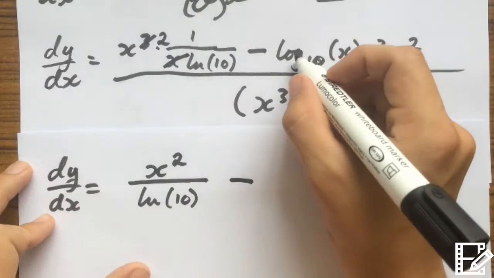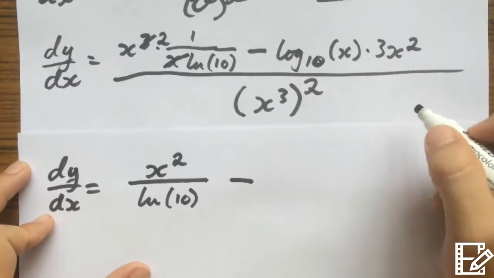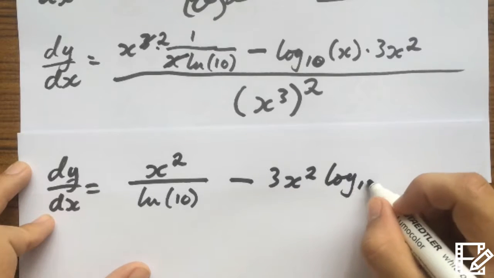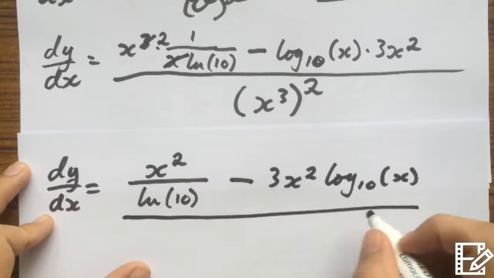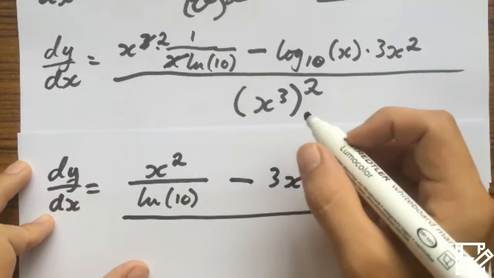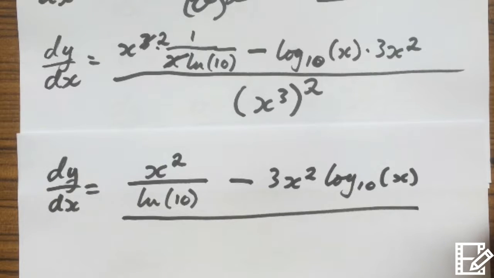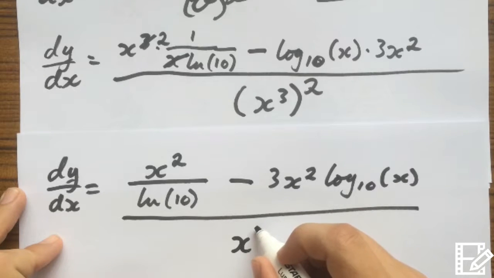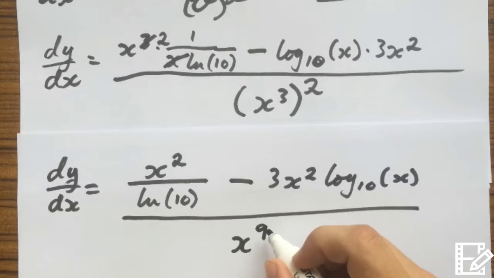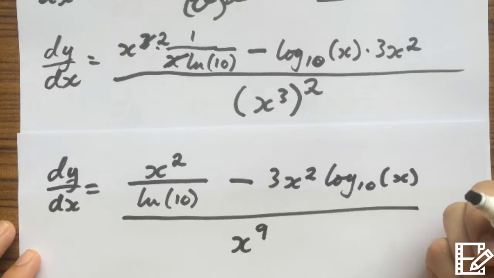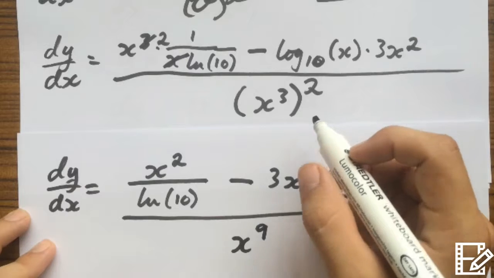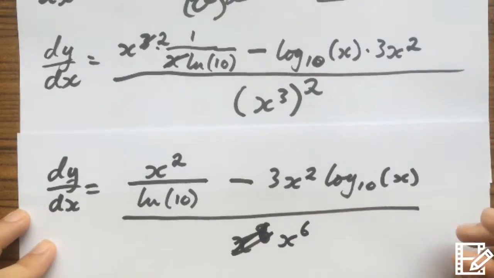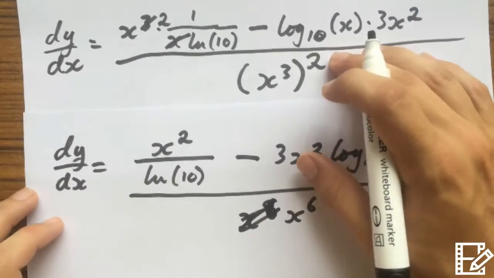minus log 10x multiplied by 3x squared. You can rearrange it to make it look a bit neater, but you can generally leave it as is. But it's all over x to the power of 3. We can expand this out and get x to the power of 9. And from there, x to the power of 6. I'm not very good at math. Lol.